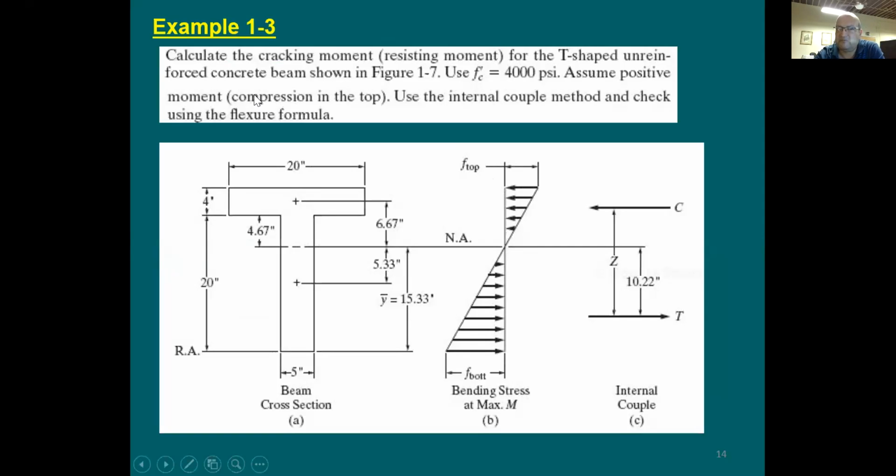And it says here, assume positive moment. What does it mean by positive moment? It means compression on top, and tension on the bottom. And then it says to use the internal couple method and check using the Flexure Formula. I guess we know what the internal couple method is and what the Flexure Formula is. Either you figure out tension and compression, or you just do M divided by I times Y, or times C.